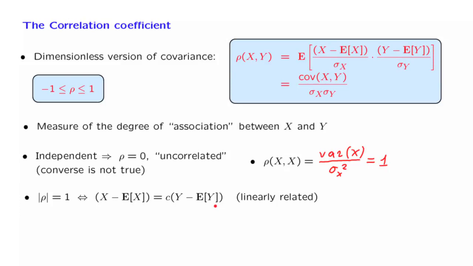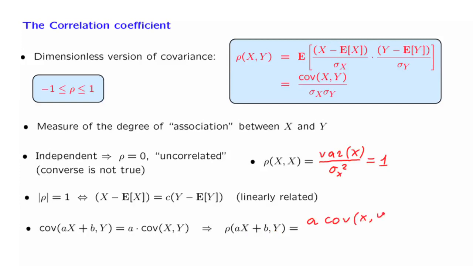A final remark about the algebraic properties of the correlation coefficient. What can we say about the correlation coefficient of a linear function of a random variable with another? Well, we already know something about what happens to the covariance when we form a linear function, and the covariance of ax plus b with y is related this way to the covariance of x with y. Now let us use this property and calculate the correlation coefficient between ax plus b and y. In the numerator, we have the covariance of ax plus b with y, which is equal to a times the covariance of x with y.